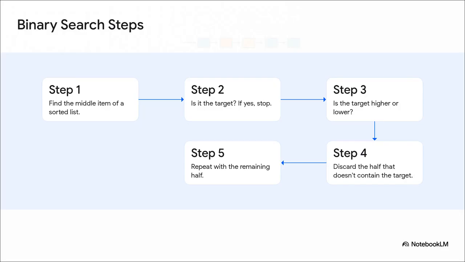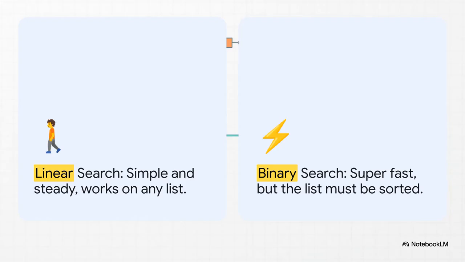It's genius, really. You jump straight to the middle of the sorted list. Then you ask, is the number I'm looking for bigger or smaller than this middle one? If it's smaller, you can instantly throw away the entire second half of the list. You just got rid of half your problem in one step. Then you just repeat that process, halving your search area every single time until you find what you're looking for. It's incredibly fast.